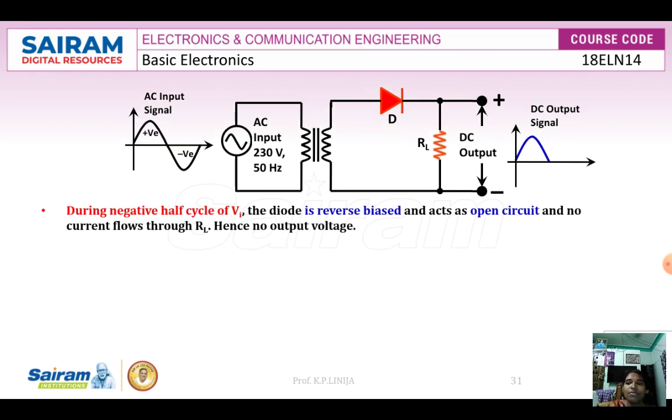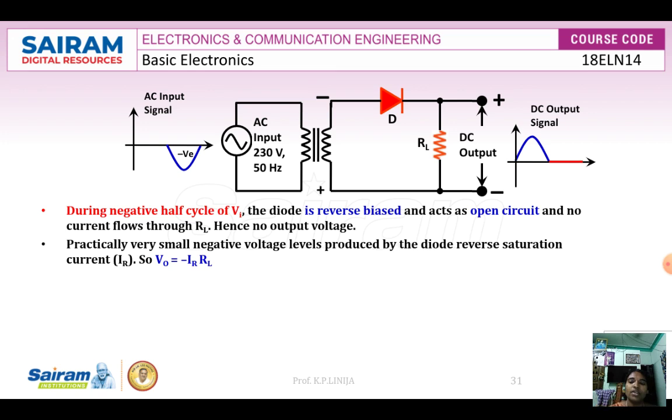Now coming to the negative half cycle. The diode is reverse biased. Why? Because the negative is given to the positive terminal of the diode. Therefore, the diode will act as an open circuit and there is no current flow through the series resistor RL, and therefore no output voltage. Practically we get a very small voltage level, that is V0 equals minus IR into RL. Therefore, output voltage is 0.